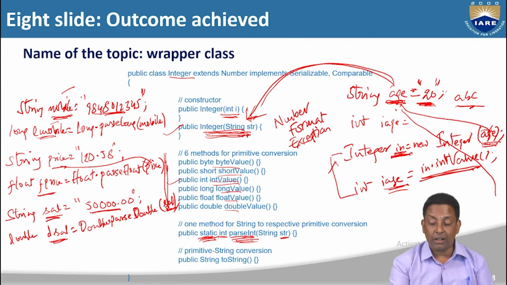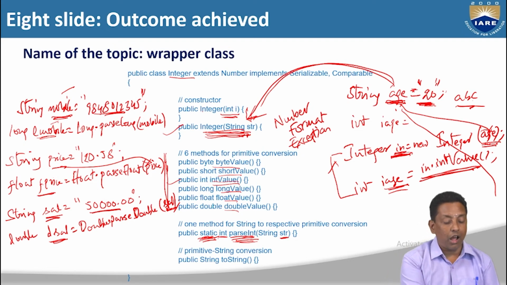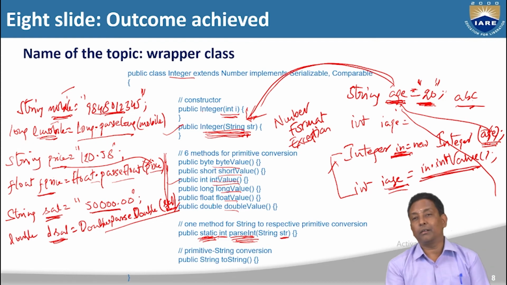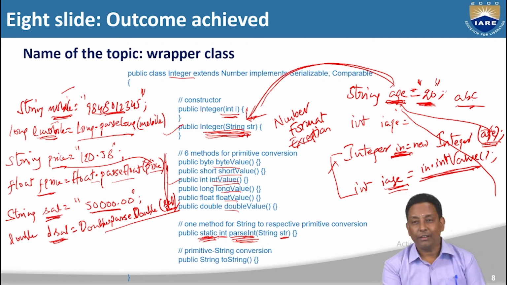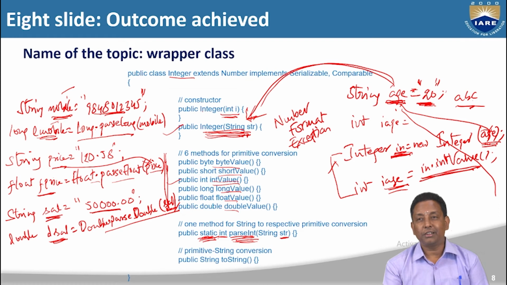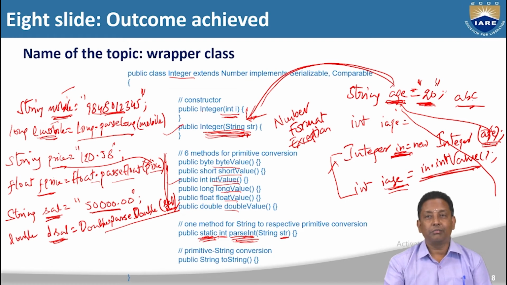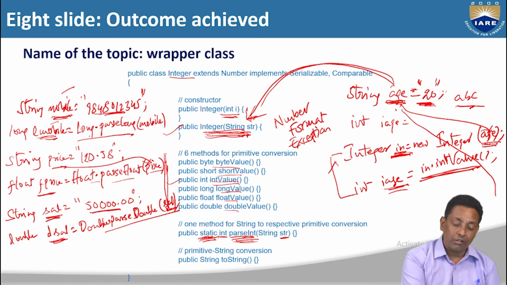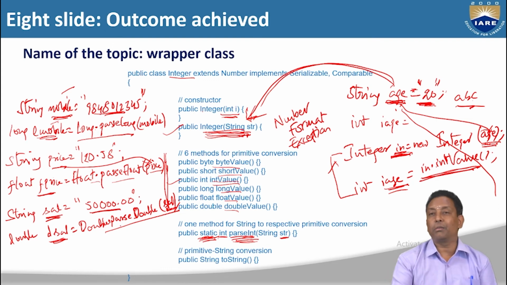So Integer.parseInt is for string to int conversion. Long dot parseLong is used to convert string to long. Float dot parseFloat is used for converting string to float. Double dot parseDouble is used to convert string to double. This is not only about the Integer wrapper class, it is about the Long wrapper class, Float wrapper class, and Double wrapper class also.